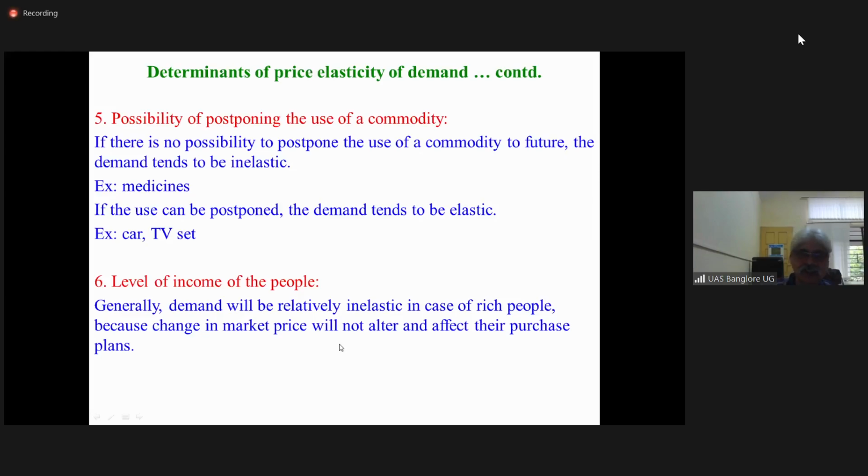They want to purchase a TV, it is 50,000 rupees. If the price goes up to 51,000, they don't mind. Another 1,000 rupees, yeah, let me pay, and they'll purchase it. The demand becomes inelastic. But demand tends to be elastic in case of the poor. Even 1,000 rupees, it matters. Sometimes even 100 rupees matters. So demand tends to be elastic in case of the poor.